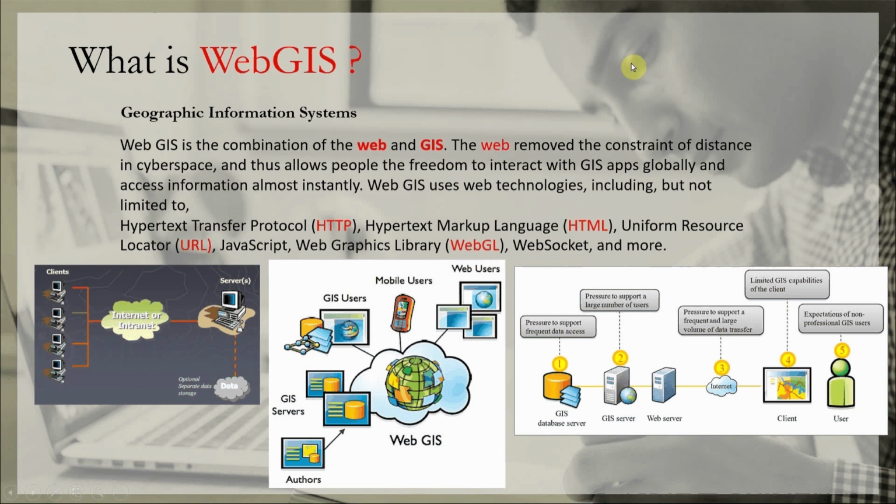The web removes the constraint of distance in cyberspace and gives people the freedom to access the internet with GIS apps globally and access information almost instantly. WebGIS uses web technologies including but not limited to HTTP, HTML, URL, and WebGL. We will talk more about these things, and here you can get the idea.